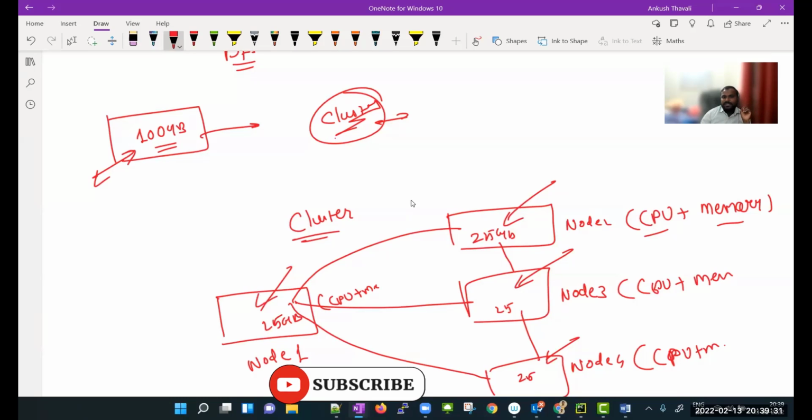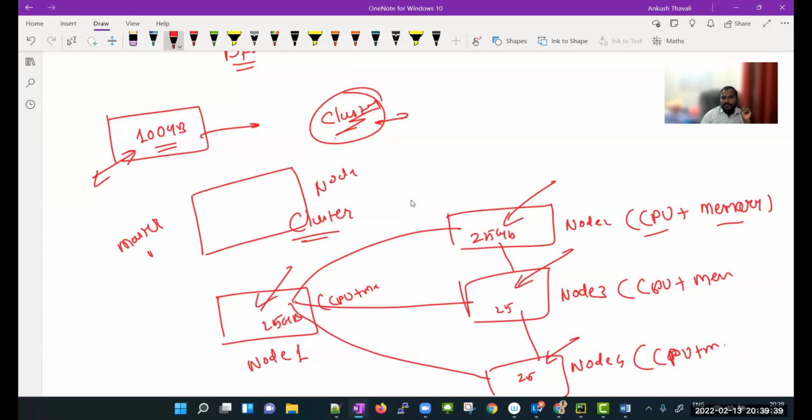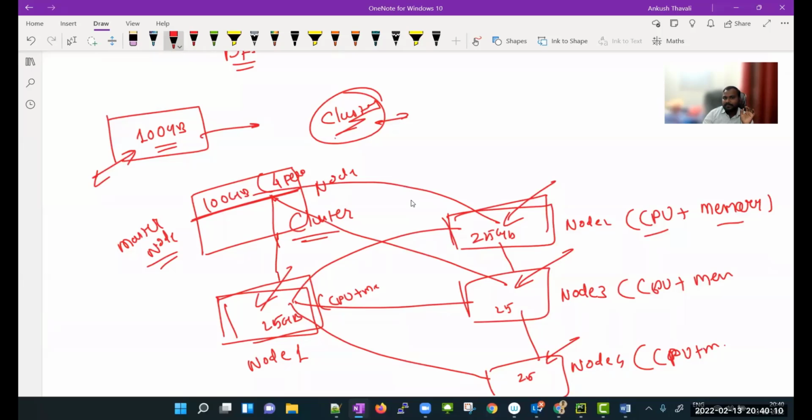And all this information will be stored in one more node. We call it the master node. So basically it is a master-slave architecture: the master node, and these are all your slave nodes. Master means the person who is managing all these nodes. This master already knows that I have a 100 GB file, which has been split among 4 people. The 4 people are here.